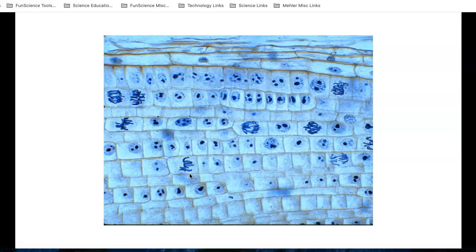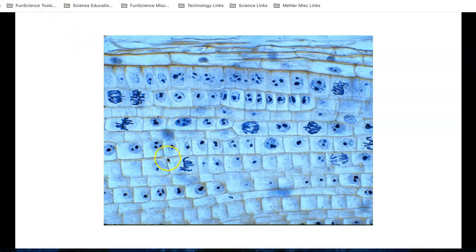Let's look at anaphase, where the chromosomes are being pulled apart. Here's anaphase right here. Here's another cell that's in anaphase. This is probably prophase, probably just before the cells move to the pole. A lot of these other cells are in various stages of interphase. So these are onion cells which are stained blue, showing you the stages of mitosis in the cell cycle.